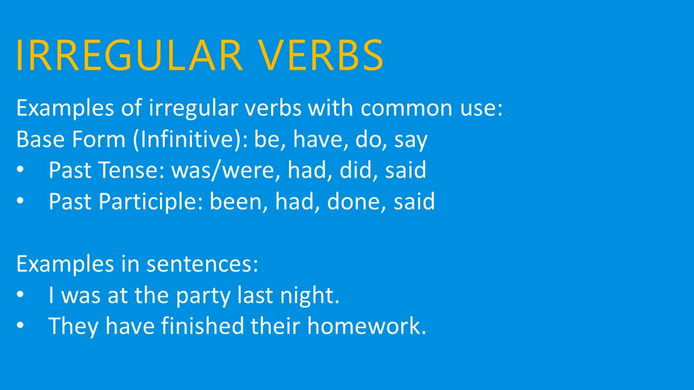It's important to note that there are many irregular verbs in the English language, and some of them are very common, such as be, have, do, and say. These verbs have irregular forms in both the present and past tenses. Examples of irregular verbs with common use. Base form, infinitive: be, have, do, say. Past tense: was, were, had, did, said. Past participle: been, had, done, said. I was at the party last night. They have finished their homework.